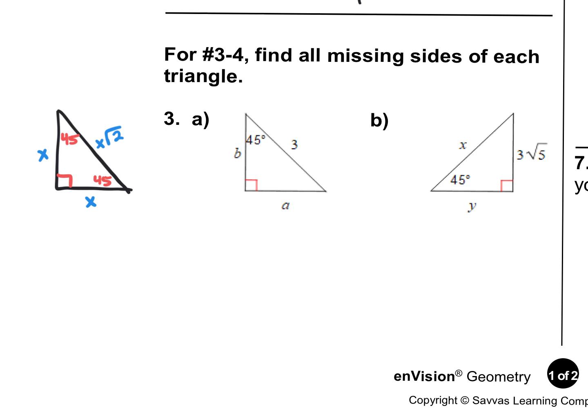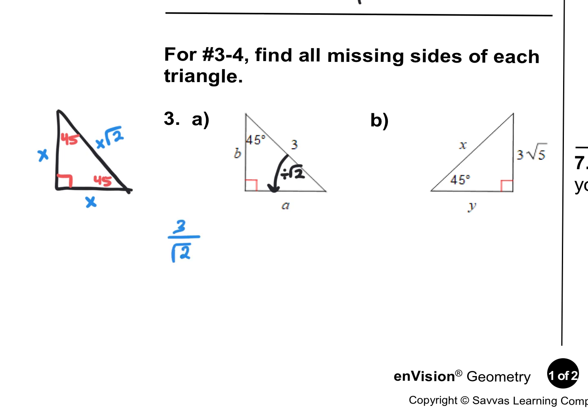On 3a, does it matter out of a and b which one I find first? No. Why not? Because of this one. They're going to end up being the exact same thing. So how do I go from hypotenuse back to a leg? Yep, we're getting smaller, so I'm going to divide by that square root of 2. So I'm going to take 3 divided by square root of 2.